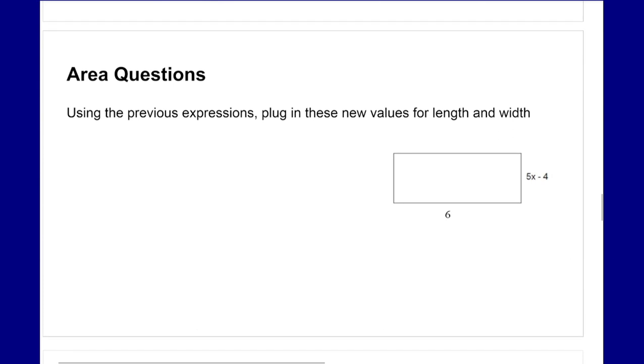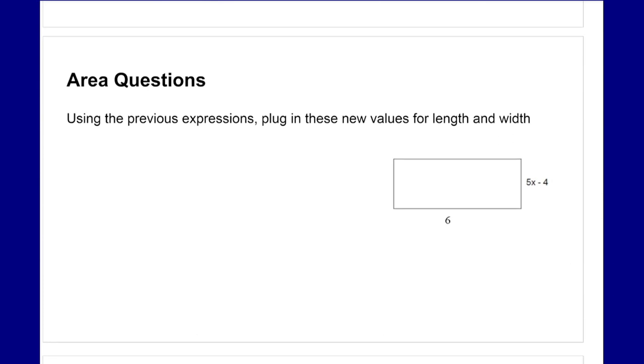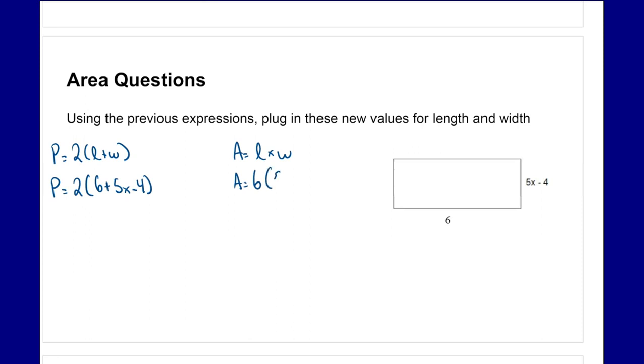So using those previous expressions, let's plug these new values in. We had perimeter is equal to 2 times the length plus the width, and area is equal to length times width. So perimeter will now equal 2 times 6 plus 5x minus 4, and the area will equal 6 times 5x minus 4.